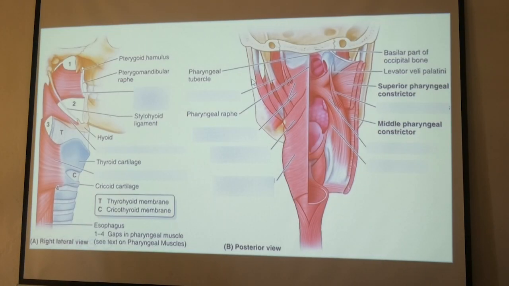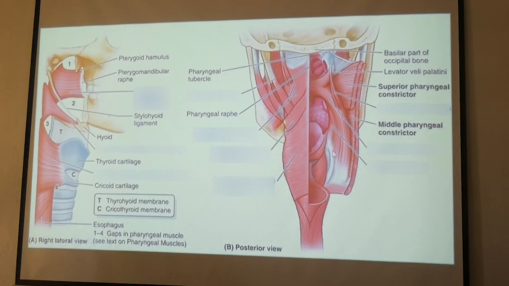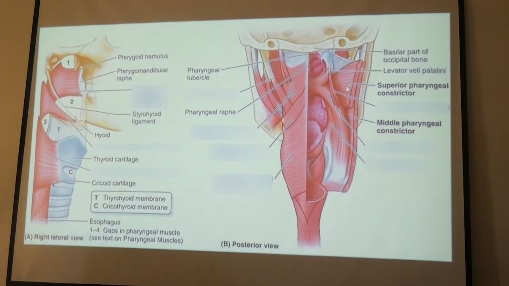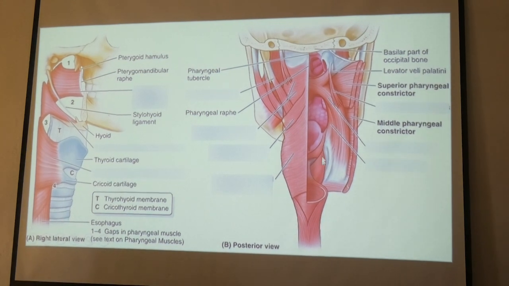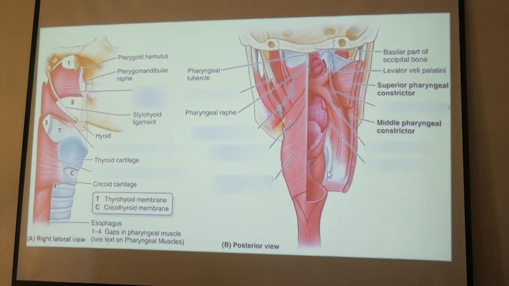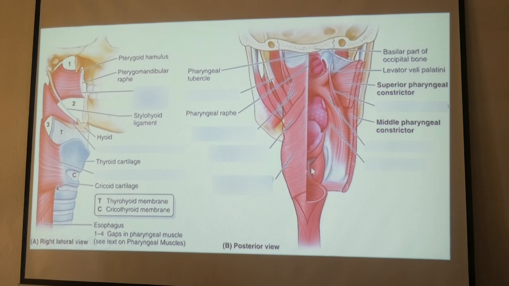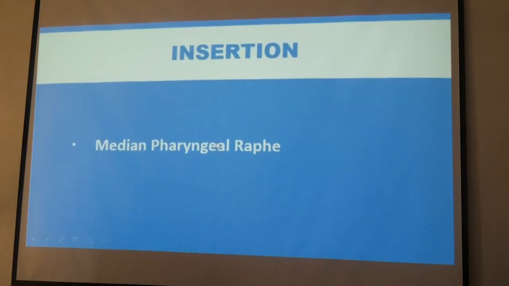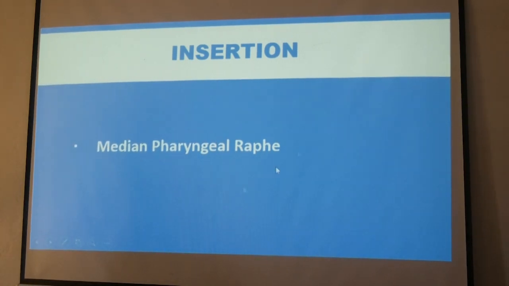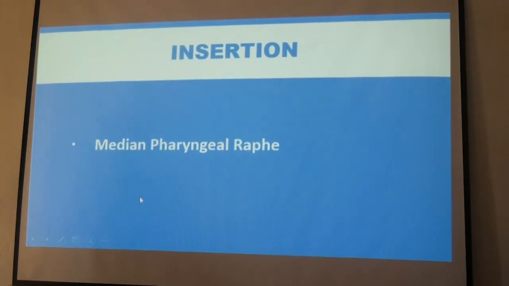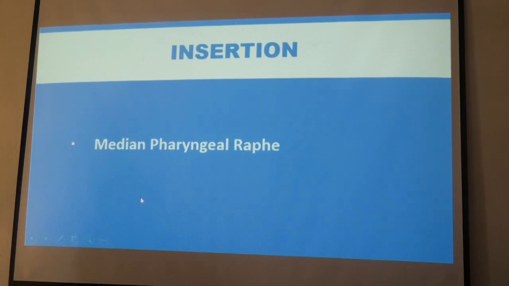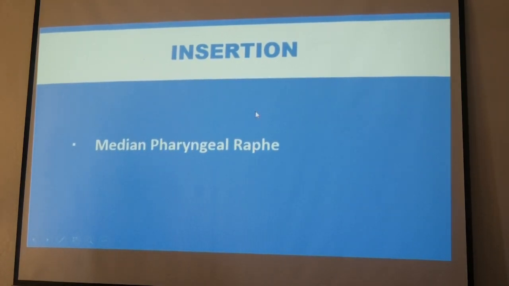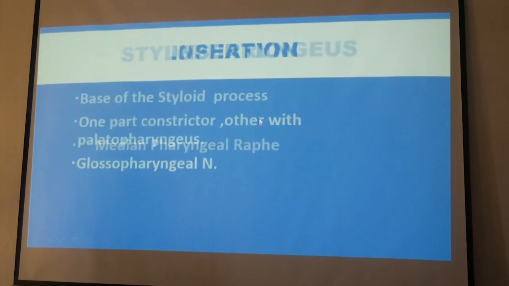So see, this is the pharynx. This is the superior constrictor, middle constrictor, and here will be the inferior constrictor. What is the insertion? For all three of them it is the median pharyngeal raphe. There would be a common tendon, known as the median pharyngeal raphe.